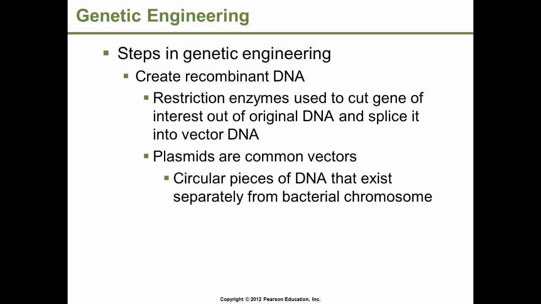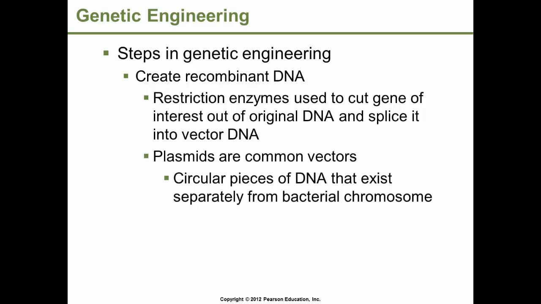Steps in genetic engineering: create the recombinant DNA. Restriction enzymes are used to cut the gene of interest, the one that we want to use to make a specific protein, out of the original DNA and splice it into a vector DNA.